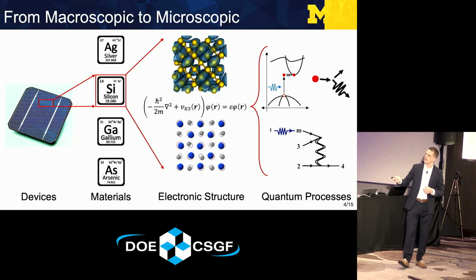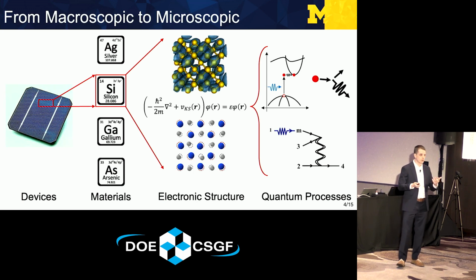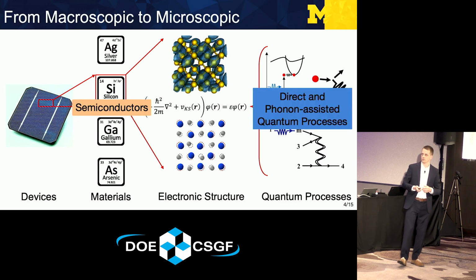Right? So by understanding these quantum processes, how the electronic structure of a material behaves, we can understand how that material is going to perform as a device. And so to tie this in with the title, right, our materials, in this case, are semiconductors, and the quantum processes can be both direct and phonon-assisted.